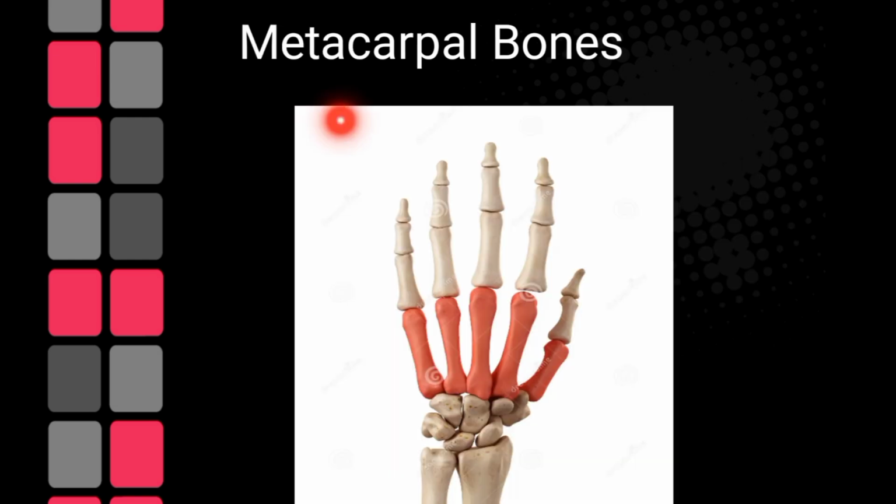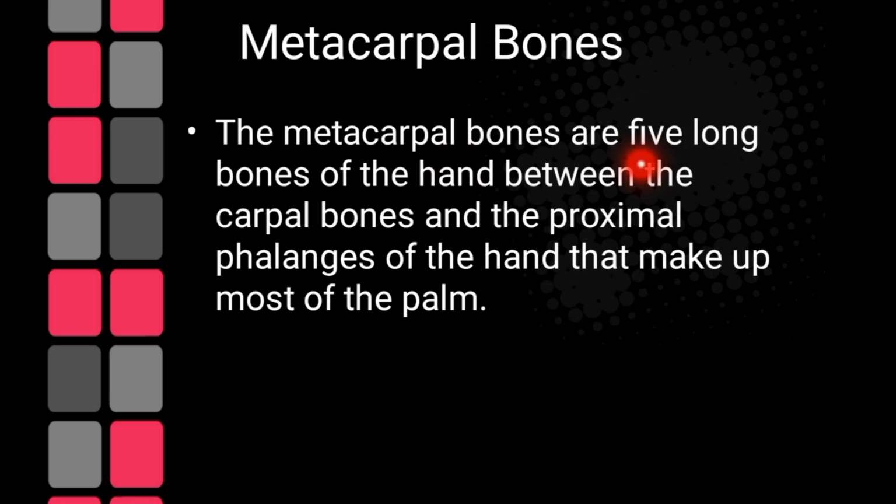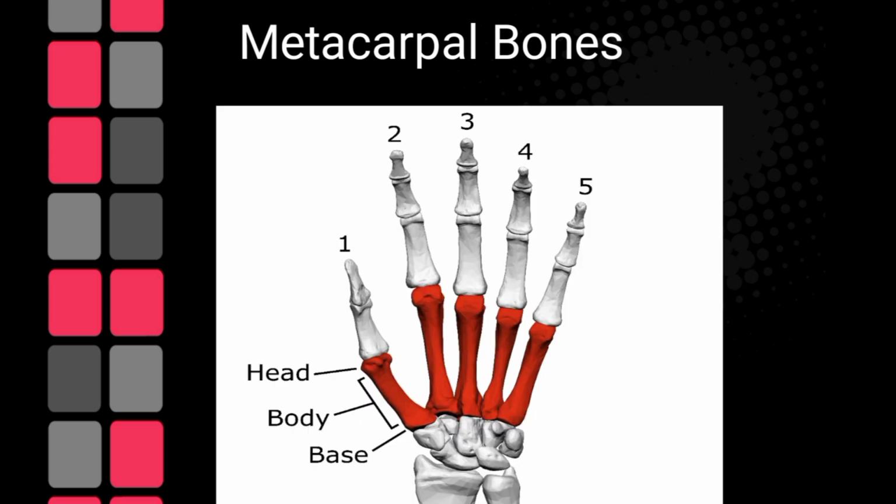Next are metacarpal bones. Here you can see these are five metacarpal bones. Metacarpal bones are five long bones of the hand between the carpal bones and proximal phalanges of the hand that make up most of the palm. Here you can see it is divided into three parts: base, body, and head.